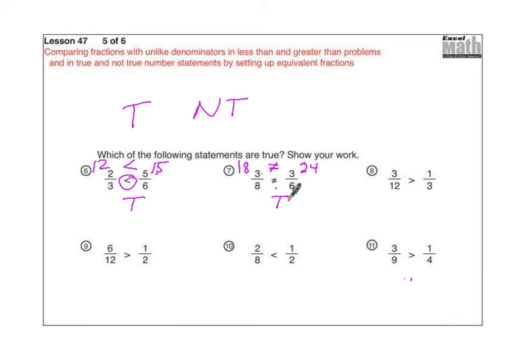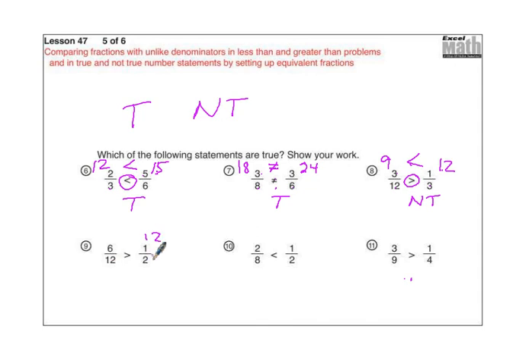That is actually true. 12 times 1 is 12. 3 times 3 is 9. Which one's bigger? The 12's bigger, right? Is that the symbol you see here? No, it's not. So we're going to put not true. Sometimes it helps when you write the symbol in between, showing what it's supposed to look like. Then it's real obvious if the symbol is correct or not.